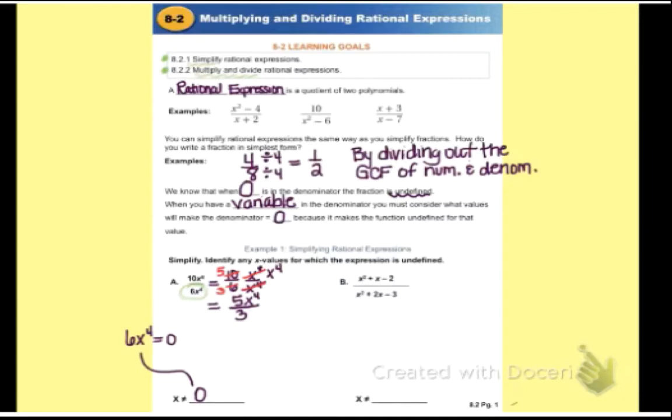Okay, so how about example B? Well, this is asking us to divide two polynomials. Now, we've done some dividing. We've done dividing with long division. We've done dividing with synthetic division. And now we're going to look at using factoring to divide and reduce a rational expression.